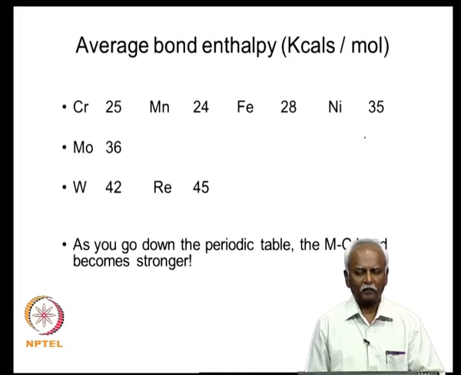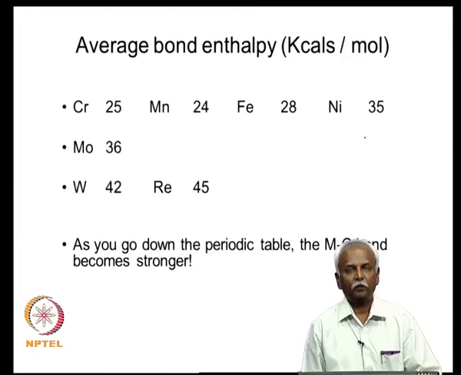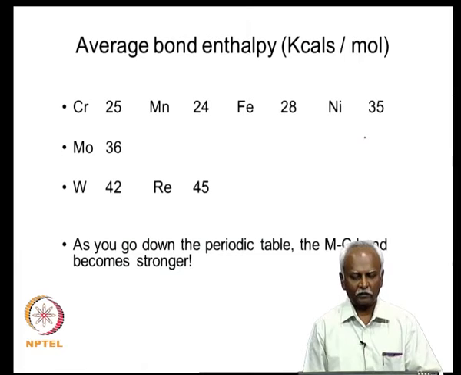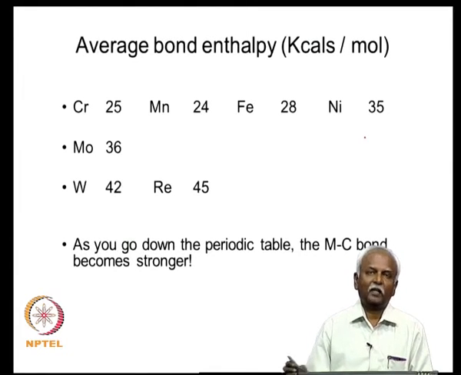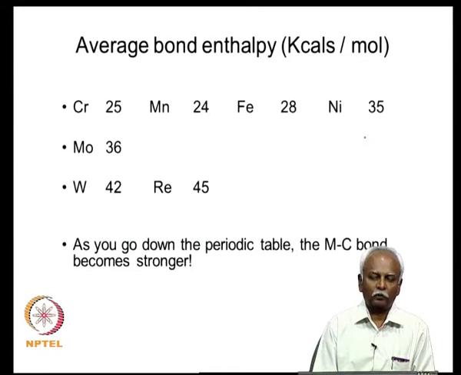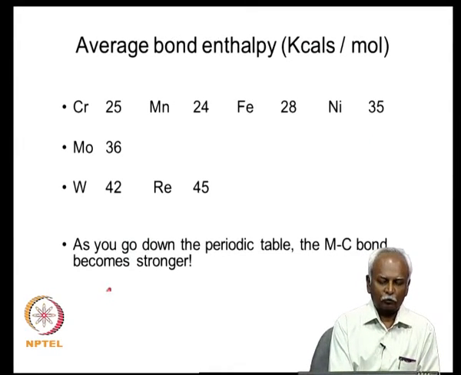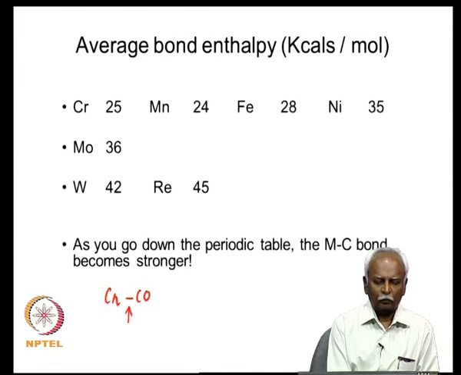So, let us take a look at the bond dissociation energy of metal carbonyl complexes. You will see here a series of numbers which are the energy required to break the metal carbonyl bond. Chromium carbonyl, for example, requires an average of 25 kilocalories per mole to break the Cr-CO bond. So, this bond is worth about 25 kilocalories per mole. That is what we are saying in this table.